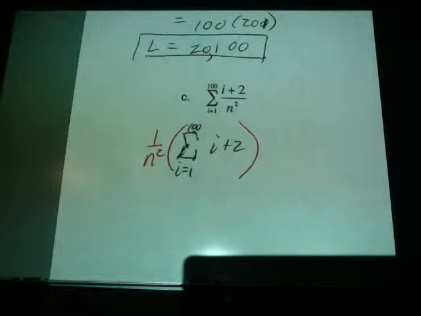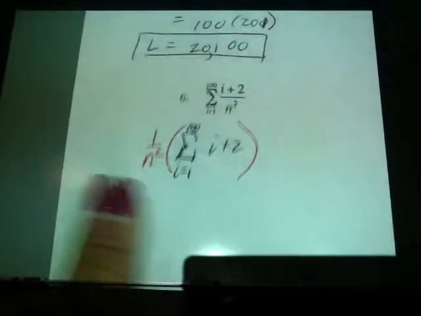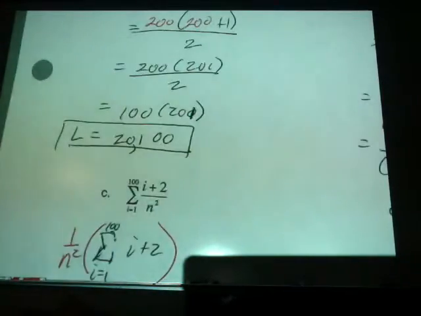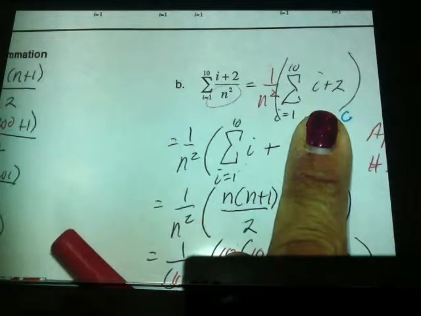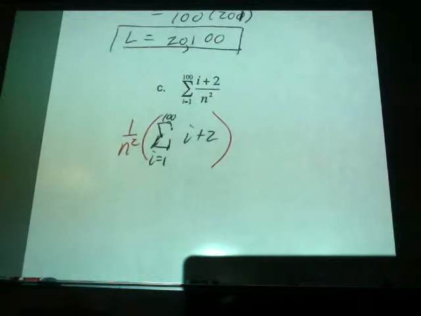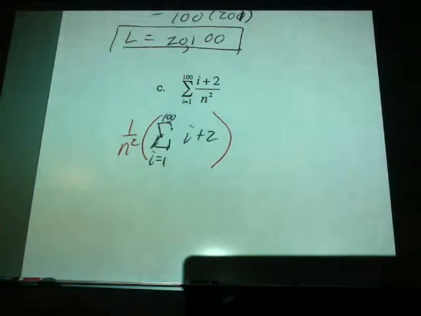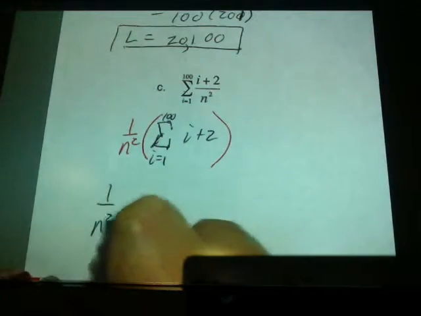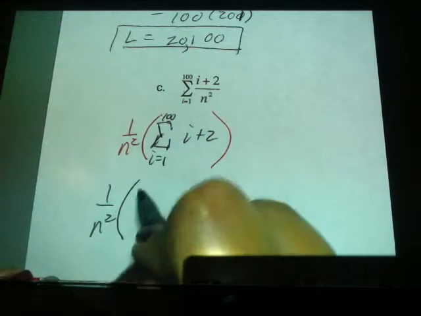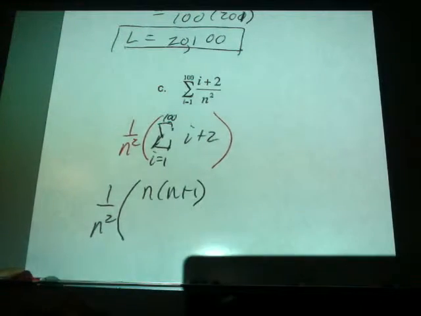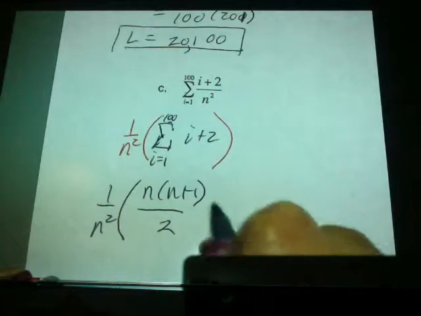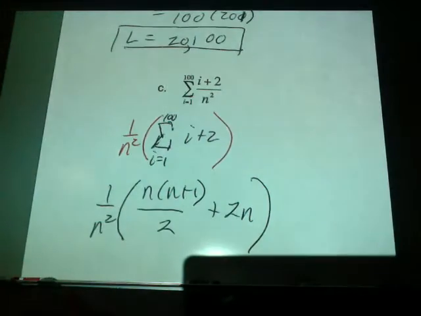It is exactly the same problem with an extra 0. Because if you look at this one and compare it to this one right there, don't I have exactly the same thing? But what's different? It's 100 instead of 10. So from there, since we've already done the work, we've got 1 over n squared times n times n plus 1 over 2 plus 2n. Now put in 100.